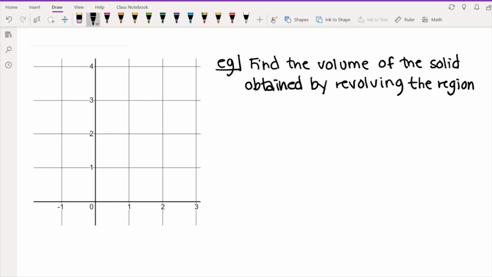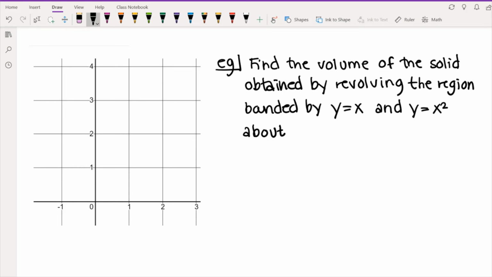By revolving the region bounded by y is equal to x and y is equal to x squared, and we're going to revolve it about the line y is equal to 2.